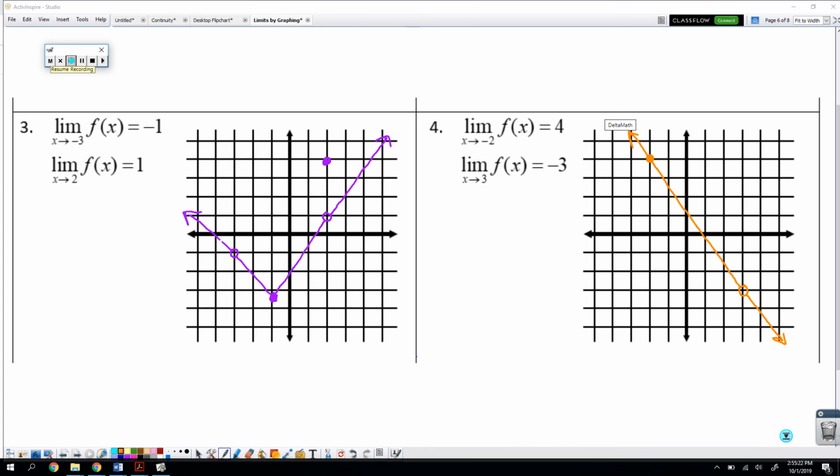So this one I chose to make kind of boring. I just went through and made sure that it actually went through -2, 4, and then 3, -3. I have to approach.